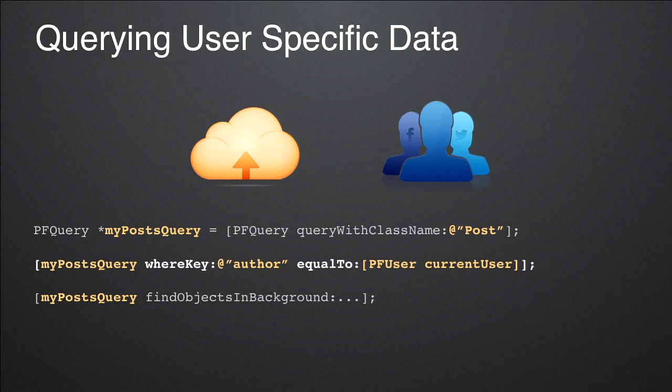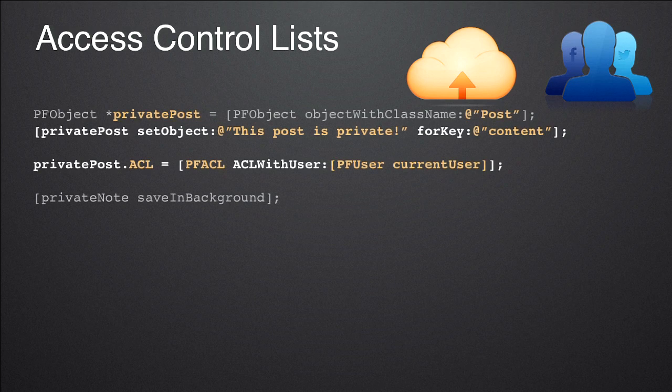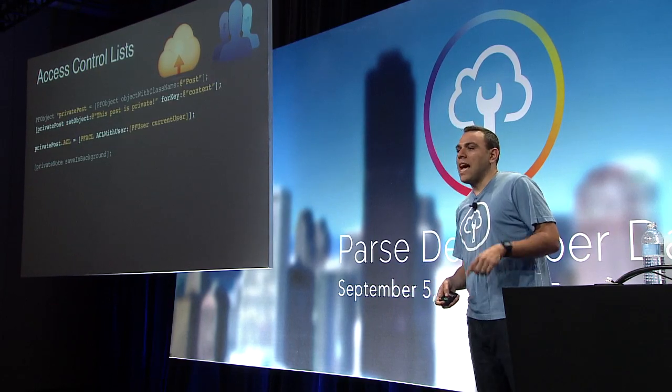Another way that you can set up a similar query is by using access control lists. This lets you set up very granular or broad access controls over your data, however you need it. So for example, if I want to make a post private across the entire application, you can just give it an ACL that just gives read and write access to the current user that is creating this object. This is actually applied or implemented at the database layer. So you can be sure that no one else is going to have access to that object.